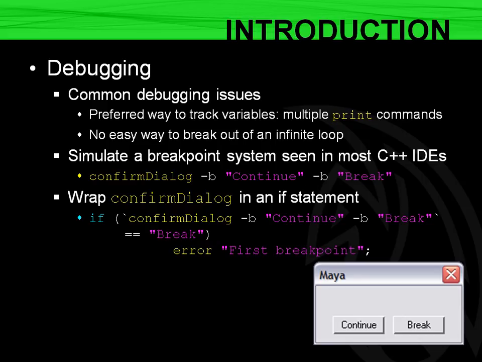As those who use MelScript know, the error command, regardless of where you are in your code, will always stop the script dead in its tracks. So at any point in your script, if the user clicks the break button, it's going to stop right there. And here's an example in the bottom right of what a confirm dialog would look like with the continue and break buttons on it. That's one way to do it.